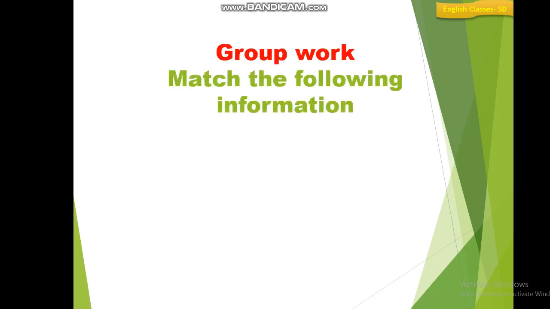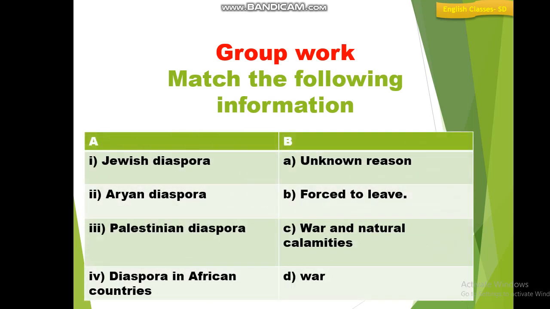And now, group work. Actually, the group work is given in a table. You have to match them. In column A, you are getting Jewish diaspora, Aryan diaspora, Palestinian diaspora, diaspora in African countries. And in column B, some information is given. You have to match them. Unknown reason. Just try to think what could be the matching here. Forced to leave, war, natural calamities, and war. I think you can understand and you can guess the answers.